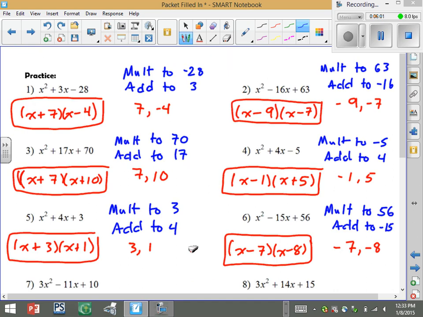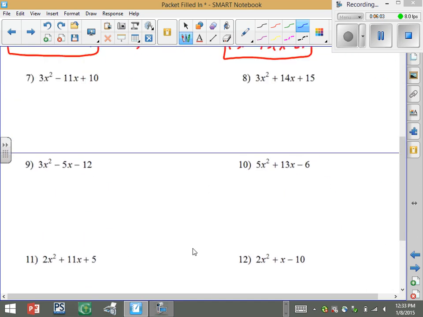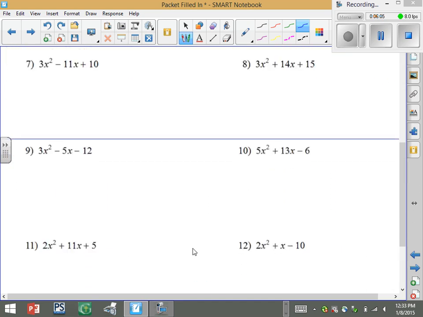So maybe we'll do one more example on page 5. I believe this is page 5. Yeah. So let's take a look at maybe number 9. So go ahead and draw your box in. And we need 3x squared here. And this is a little different because you have negative 12. So multiply 3 times negative 12, we have negative 36.